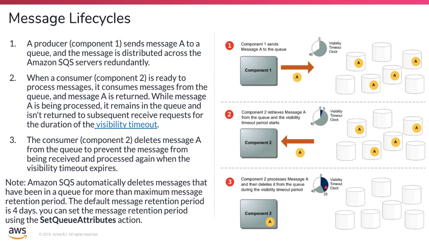If it doesn't delete within the visibility timeout period, then there is a chance that other components, which are consumers out there, can process that message, because it is visible to the consumers. So there is also a retention period, which I said earlier. You could change the retention period using the set queue attributes action.